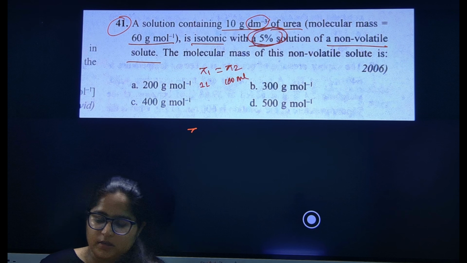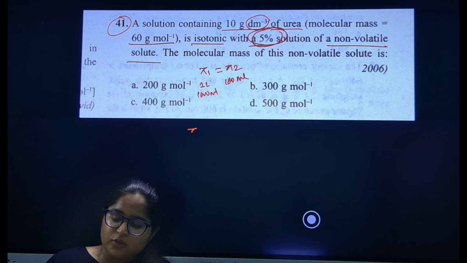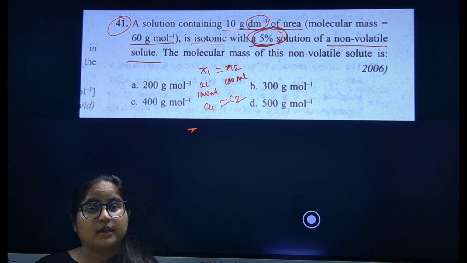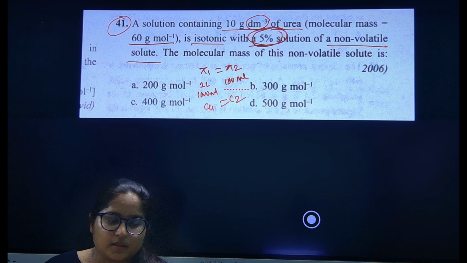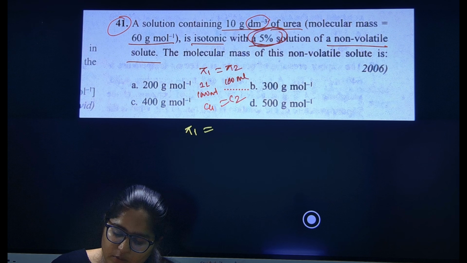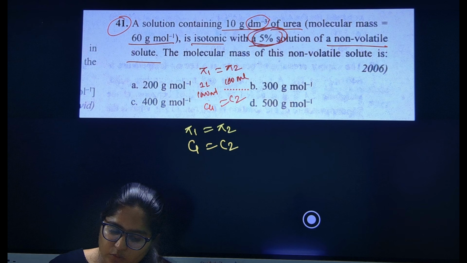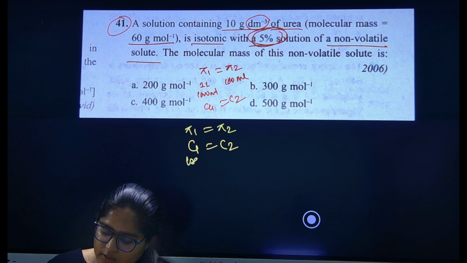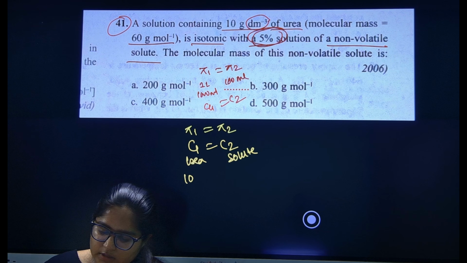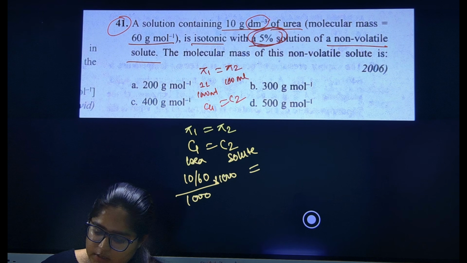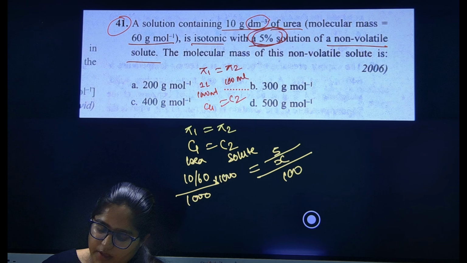Are you getting my point? Here we have 1000 ml and here we have 100 ml. So here we will say C1 equal to C2. Don't directly neglect the volume. Answer will be wrong. Anyway, options are very far, so you will get a right answer, but still focus here. So pi 1 equal to pi 2, so I will say C1 equal to C2. So first let's say this is our urea side and this is our non-volatile solute side. So urea given mass 10 by 60, by volume we are getting 1000 ml, so multiply by 1000 equal to solute given mass is 5 gram, 5% is 5 gram divided by x into 100. Okay, fine.